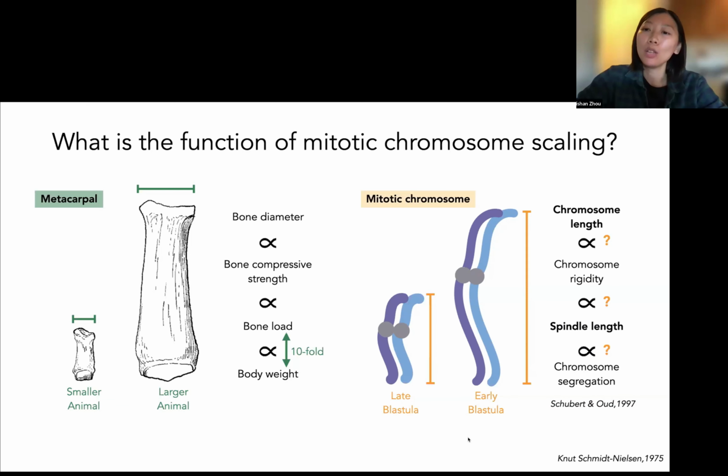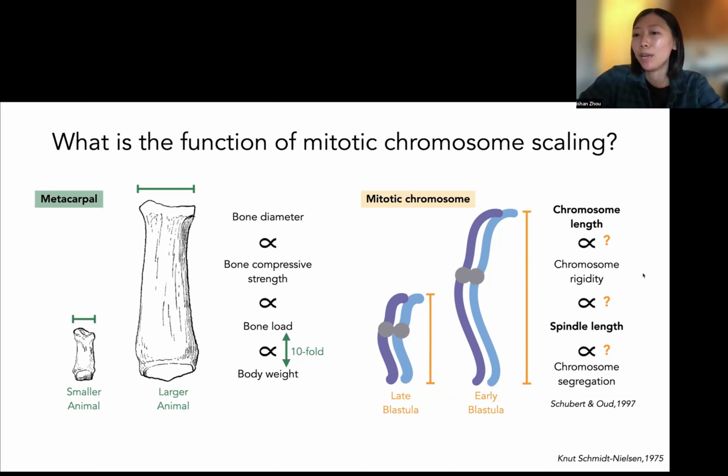And so there was a model that was proposed a while ago that suggested that maybe you actually have to scale mitotic chromosome size to spindle size in order to prevent chromosome missegregation. But this model has never really been tested. And so now that we really have the molecular knowledge of how to perturb mitotic chromosome size as well as spindle size, we can do that independently or in conjunction in the embryo and actually test this model. And so that's one of the future directions that I have planned.